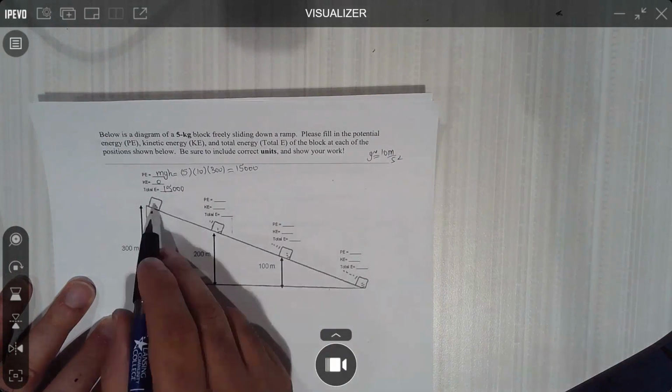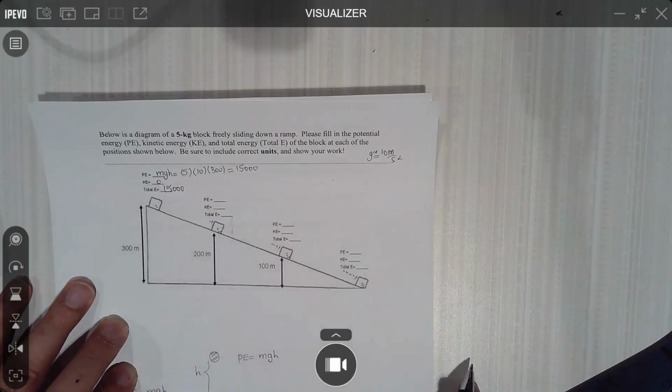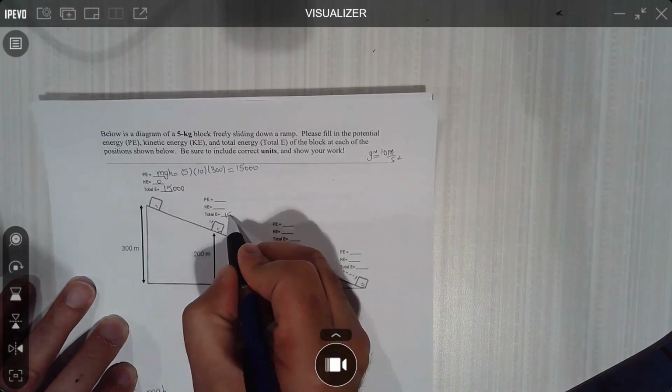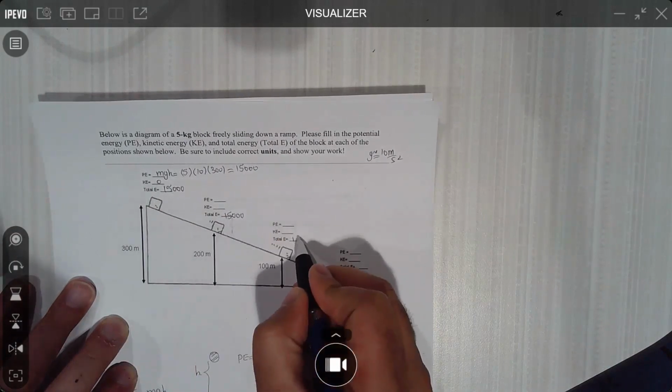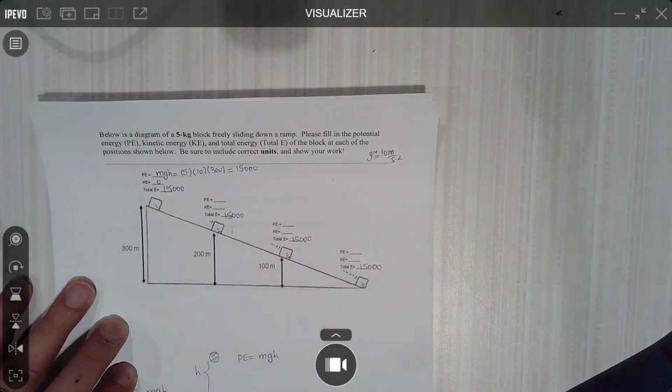So I will put this 15,000 everywhere. You remember I said that we have conservation of mechanical energy: the total energy of the object doesn't matter at which location it is, it will always be constant. If here is 15,000, here will be 15,000, 15,000, 15,000. Yes? Okay? So let's do the second one.